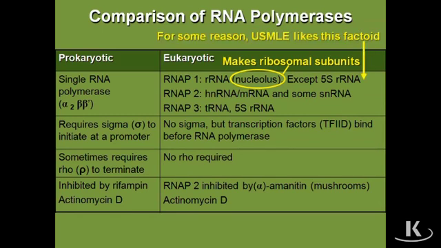For some reason, the USMLE likes the fact that the 5S ribosomal subunit is not made by RNA polymerase 1. It's the only one that's going to be made by actually RNA polymerase 3. So keep that fact in mind.